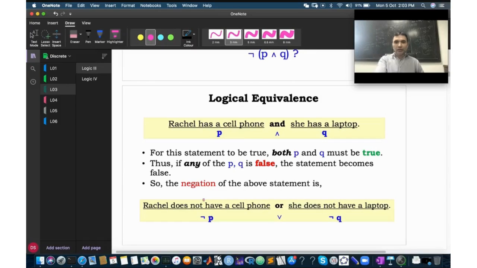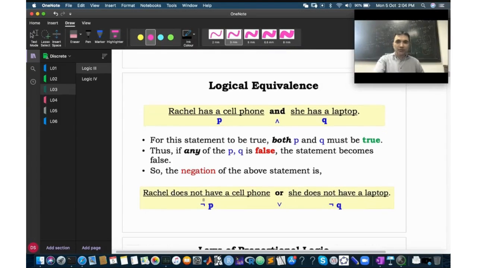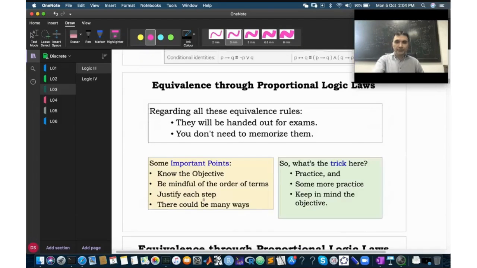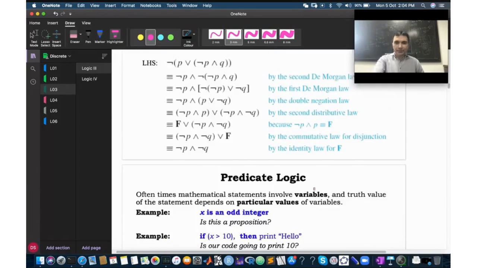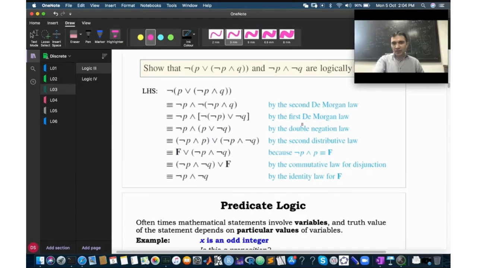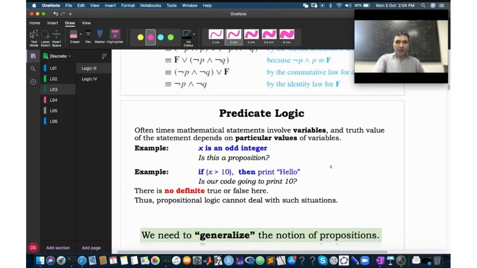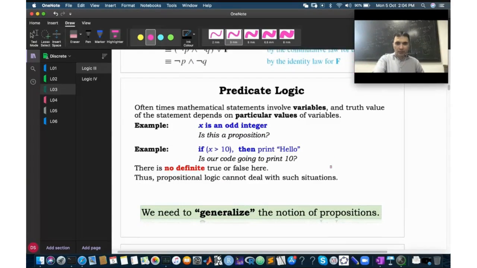We talked about logical equivalence. We saw what the negation of a compound statement is, which was probably the example that we used to introduce De Morgan's law. And we talked about equivalence. We did this example, and that's where we used the laws: second De Morgan's law, first De Morgan's law, double negation, distributive law, identity law, commutative law. I hope you already went through some of this material in your book and are good.